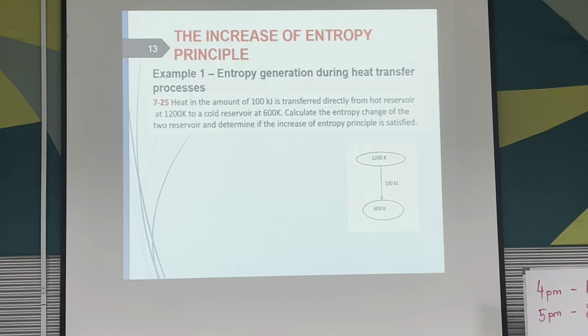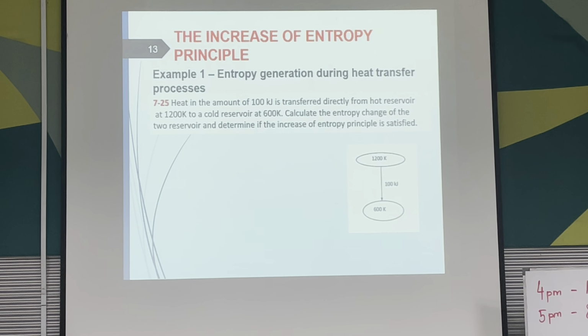Right, so let's look at one example here. So here we have a very simple example. It doesn't really complete the whole thing as well, so we only have one. So let's say now, in this case, heat in the amount of 100 kilojoule is transferred directly from a hot reservoir to a cold reservoir. Calculate the entropy change of the two reservoirs and determine if the increase of entropy principle is satisfied.